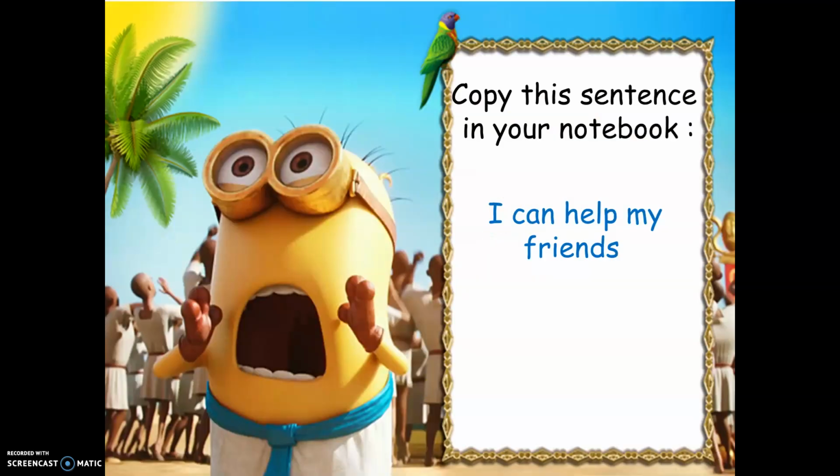I want you to close your book and open your notebook. Now, I want you to copy this sentence in your notebook: I can help my friends. Please, girls, copy this sentence in your notebook, and don't forget to write the day with the date.